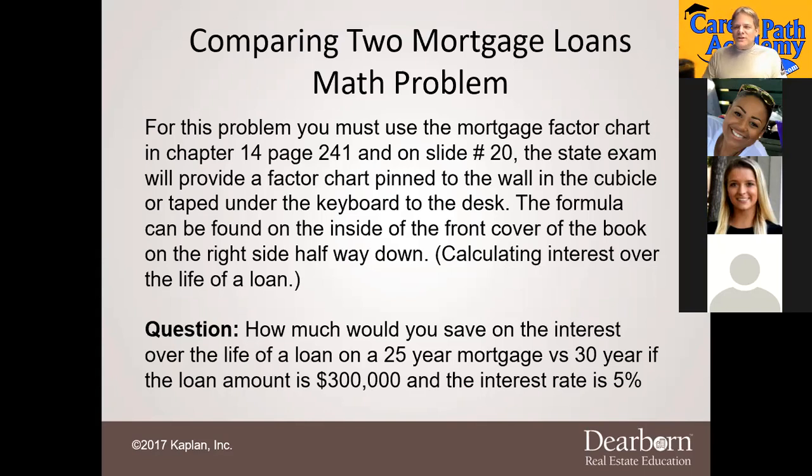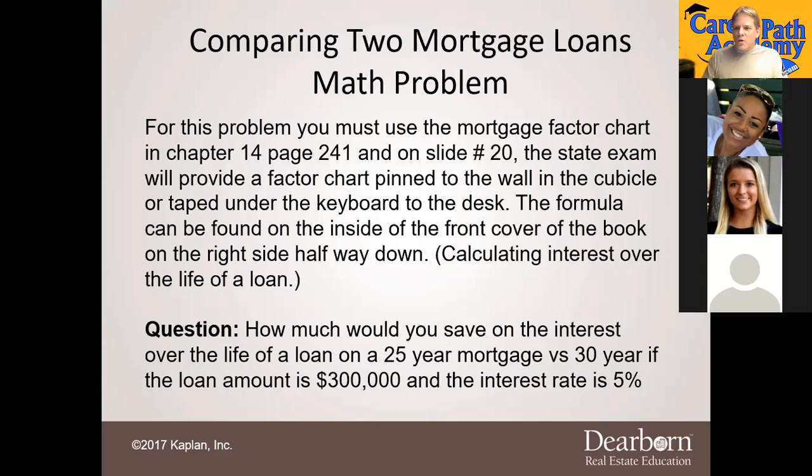So here's the question that they give you on the state exam. This is just like they worded it on the state exam, guys. You ready for this? How much would you save on the interest over the life of a loan on a 25-year mortgage versus a 30-year if the loan amount is $300,000 and the interest rate is 5%?